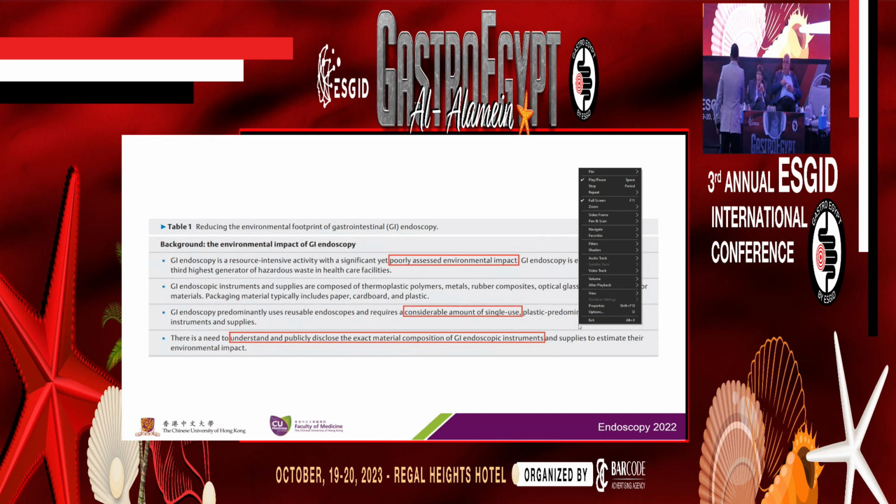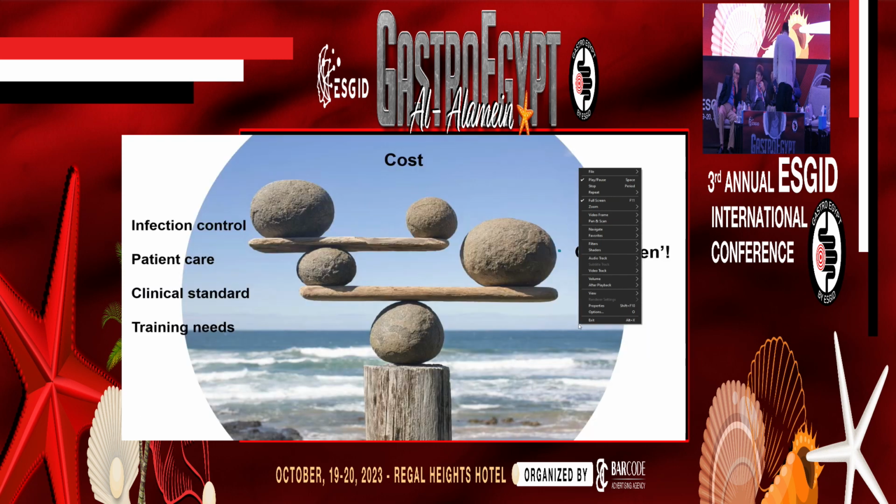The reason behind this is likely multifactorial, including lack of interest from manufacturers, lack of awareness from healthcare workers, and difficulties in conducting formal life cycle assessment. The implementation of green endoscopy may raise other concerns from a clinical standpoint. For example, reusing instruments may lead to more infection, and limiting procedures or endoscopic accessories may jeopardize patient care and clinical standard. On the other hand, reduction in procedures and limitation of PPE usage may reduce training opportunity.